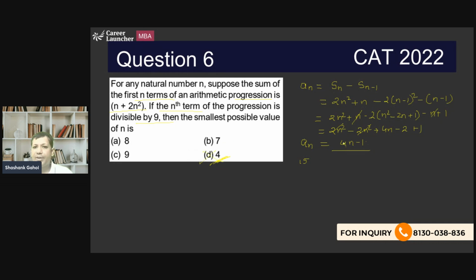Now I'm going to plug in 7. 7 4s are 28 minus 1, that is equal to 27. Is it divisible by 9? Yes. So the answer of this question is going to be option B, and that's how we are going to approach these kinds of questions.